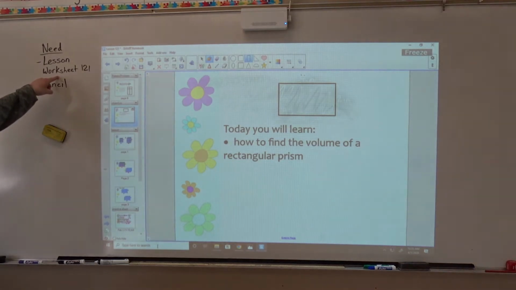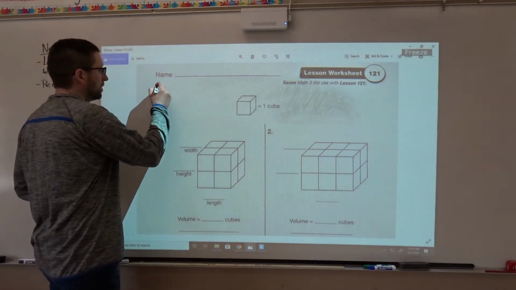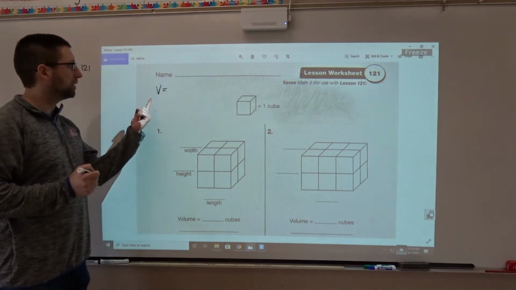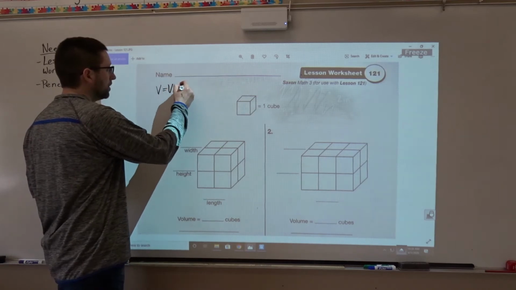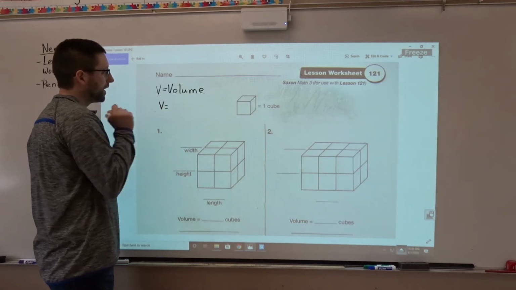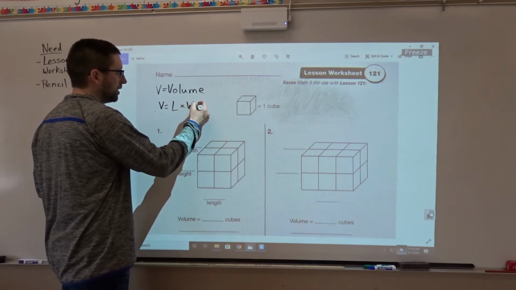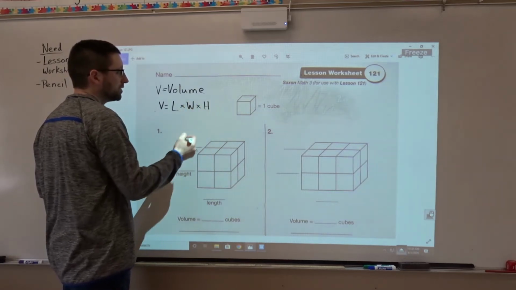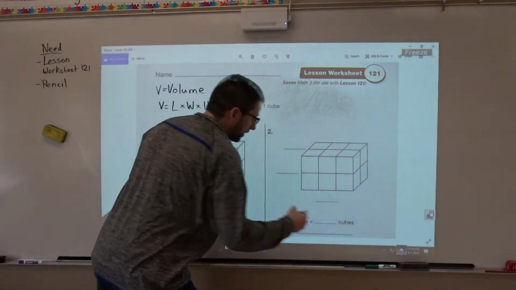This is where you need lesson worksheet 121. So we'll go through that, and I'll do that all on the board here. Okay, so for problem number 1, when we're trying to find volume, I'm going to put a V for volume. Anytime you see this V today, it will be for volume. V equals volume. Alright, so to find your volume, you want to do your length times the width, also times your height. So we're going to multiply 3 different numbers here to find the volume.